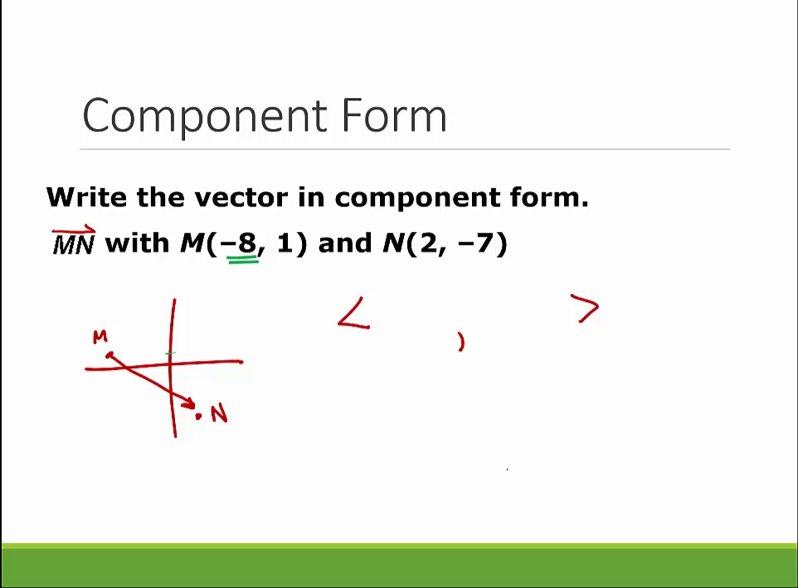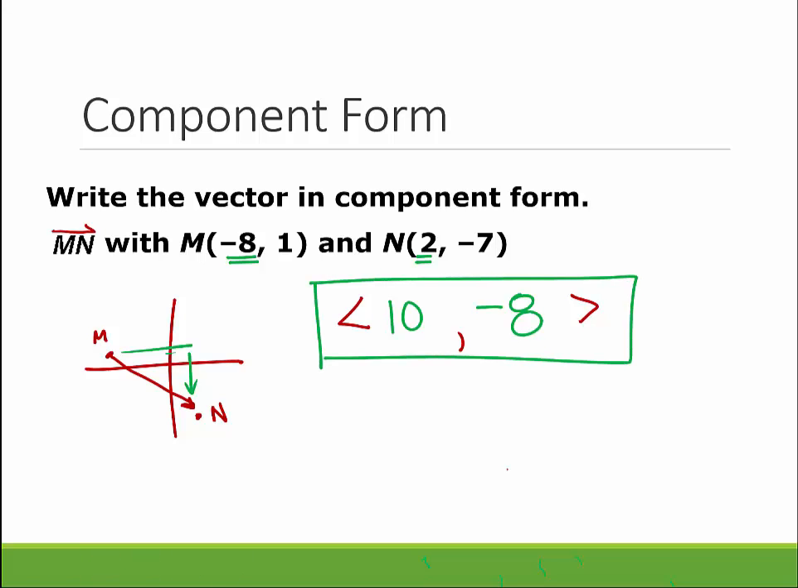So if you're going to start at X is -8 and go to +2, you have to move in the X direction 10 spaces. So you're basically finding the distance between those two numbers. And then same thing with the Y's. If you start at 1 and go down to -7, I have to subtract 8 to get there. So this is the component form of that vector.